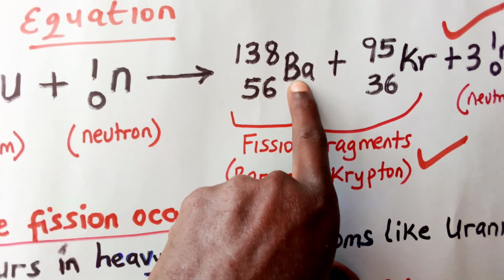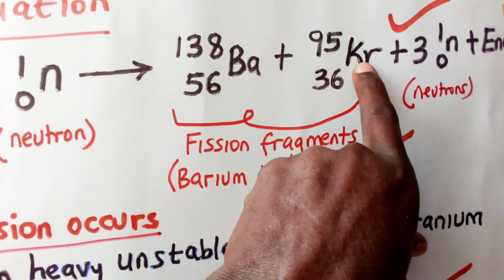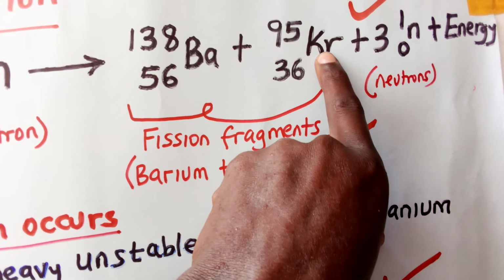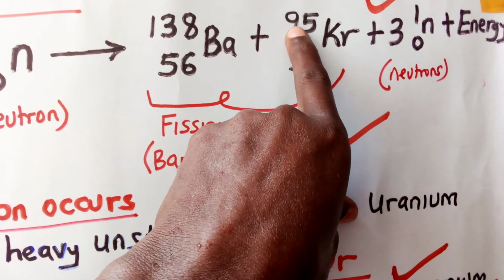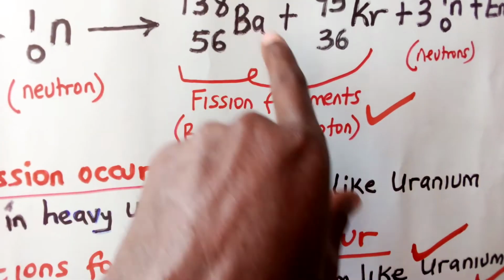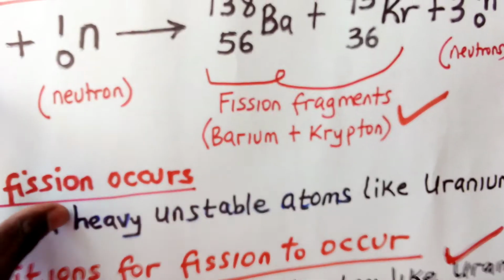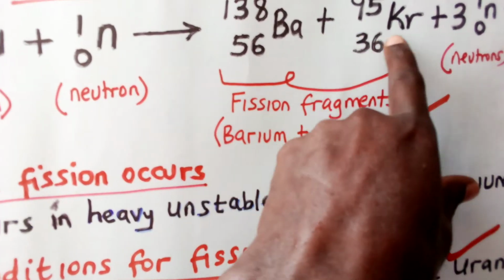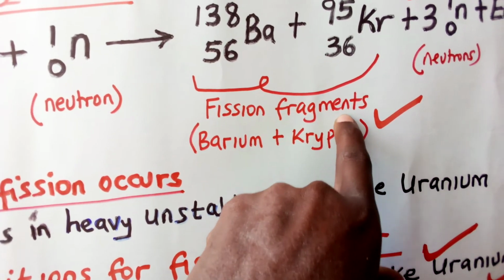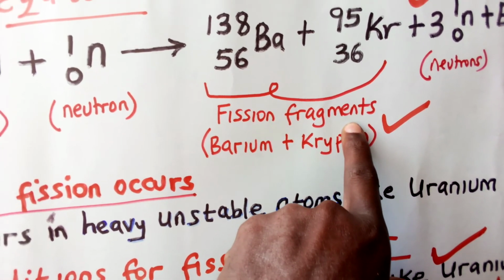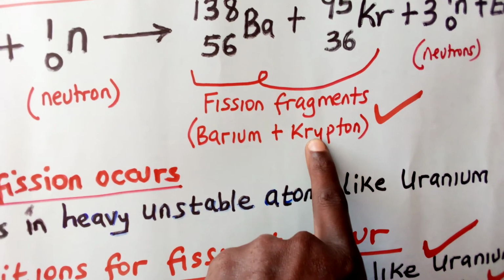Ba is a chemical symbol in chemistry. It represents barium. Now, apart from barium, we also have krypton, which is Kr. Krypton is Kr, atomic number is 36, mass number is 95. But these two, we call them fission fragments, because these are the main products of fission. When uranium splits, you end up with the barium and krypton as the fragments. So we call them fission what? Fragments. So if somebody asks you, name the fission fragments when uranium splits, our answers would be barium, and the next one would be krypton.